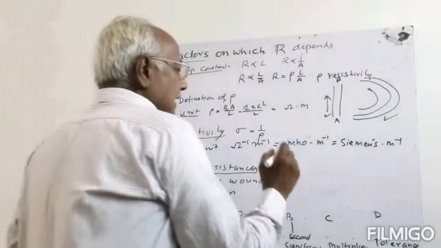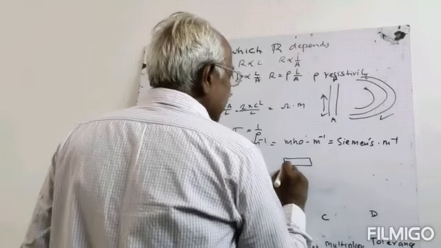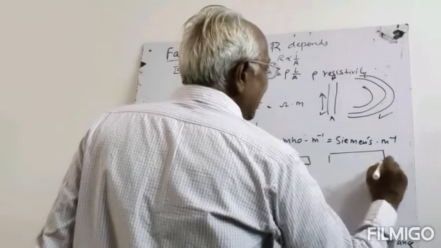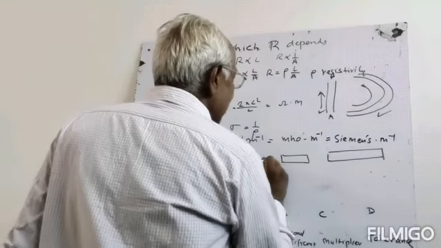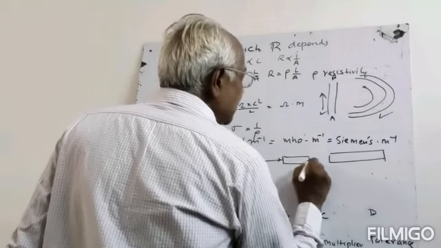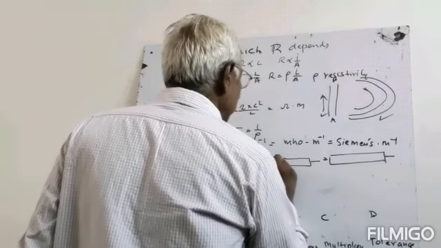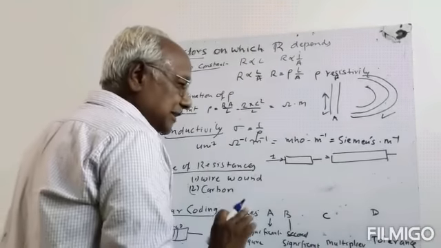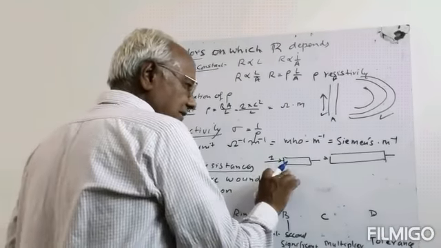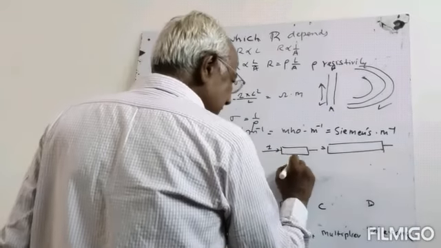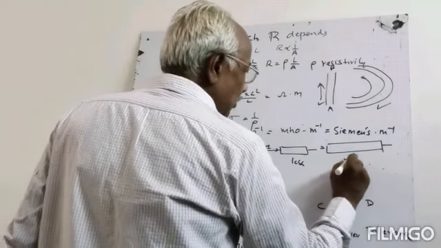Similarly, if there is a small conductor and there is a long conductor, and the same current is passing through them, then the obstruction of the charge which is flowing through it will be less in this and it will be more in this.